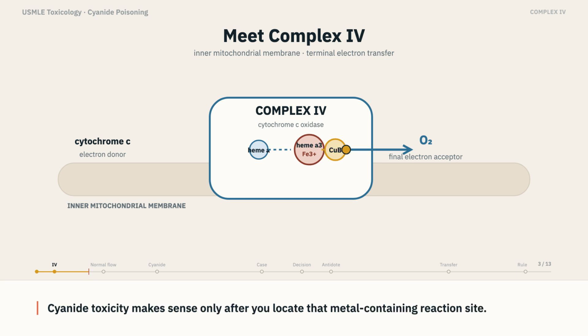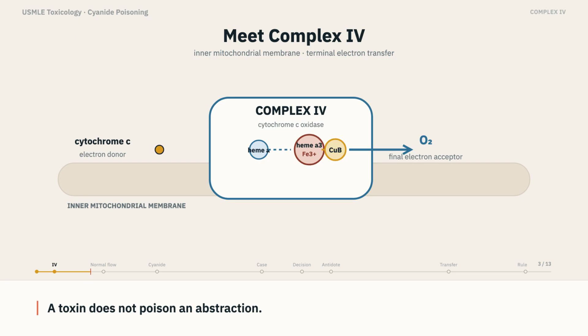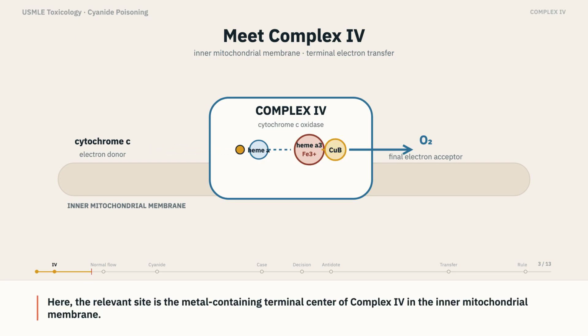Cyanide toxicity makes sense only after you locate that metal-containing reaction site. A toxin does not poison an abstraction. It binds a physical site. Here, the relevant site is the metal-containing terminal center of complex 4 in the inner mitochondrial membrane.